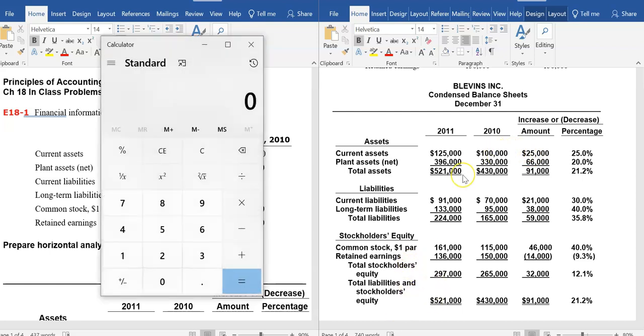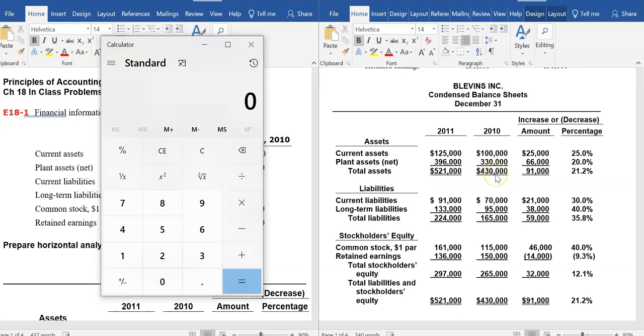So here we're seeing 125,000 minus 100,000, we have a dollar change of 25,000. If I divide the dollar amount of change by the base year, the first year presented, I have a 25% change. Do the next line item, total net assets. Dollar amount of change from 2010, the base year, to 2011 is $66,000. Divide $66,000 by the base year or the first year presented, we have a 20% change.